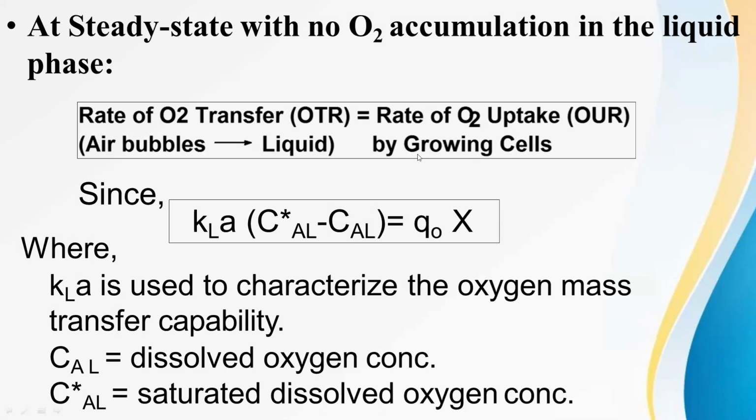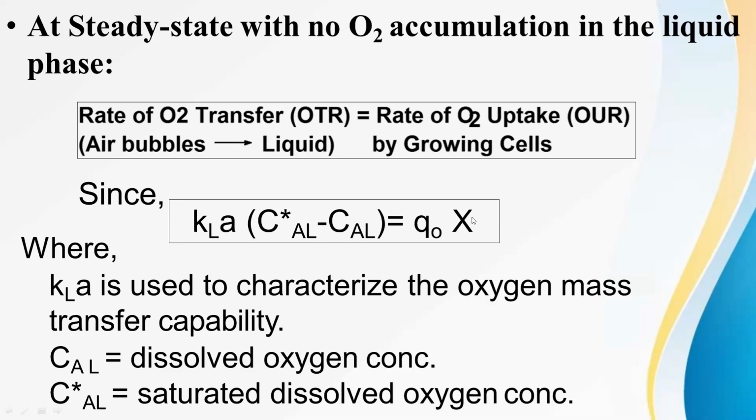Okay, what they are saying is there is no accumulation in the liquid phase. That means there is no loss. So whatever oxygen is introduced by you inside the liquid medium should be taken up by the cells. So the rate at which the oxygen is transferred should be equal to the rate of the oxygen that is taken up by the cell. And this is the general equation wherein we get KLA. Okay, so KLA times the saturated dissolved oxygen concentration minus the normal dissolved oxygen concentration is equal to Q naught X.